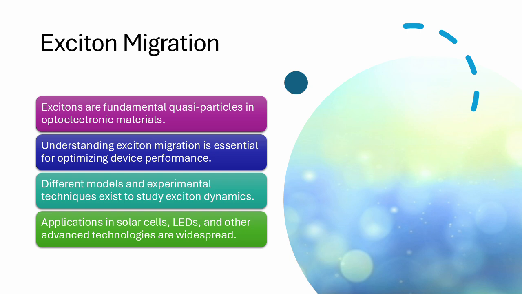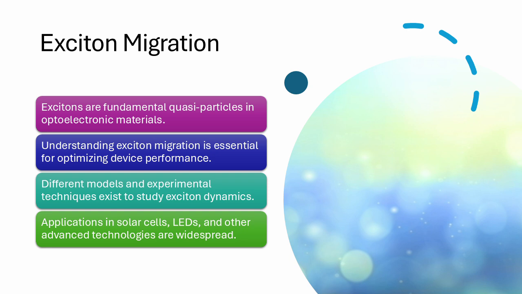So how do scientists use these models to understand this complex dance of excitons? It sounds like a lot of math. It does involve math, but the key is understanding what those equations represent. One fundamental model is the diffusion equation, which describes how excitons spread out over time, similar to how heat spreads through a room. So it's like predicting how the warmth from a fireplace spreads.